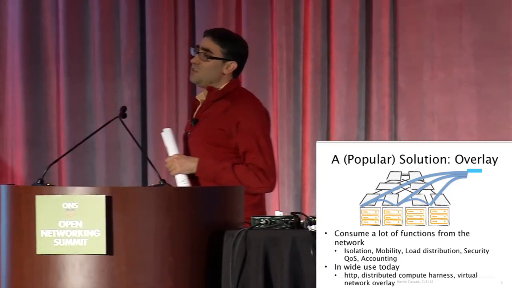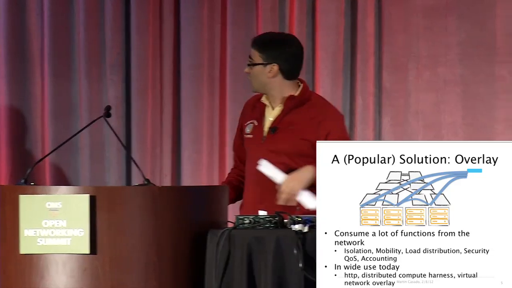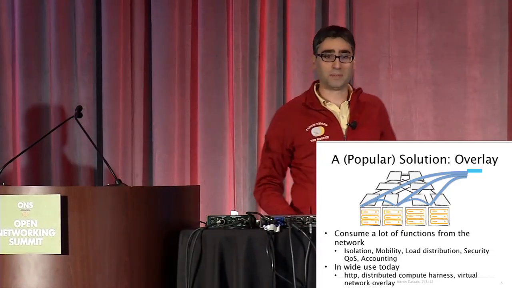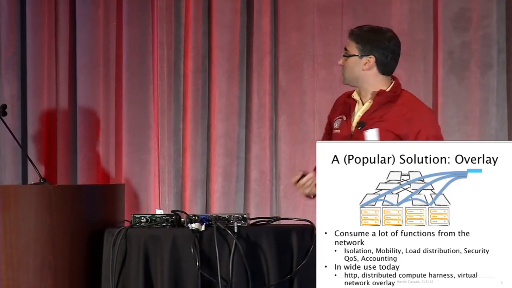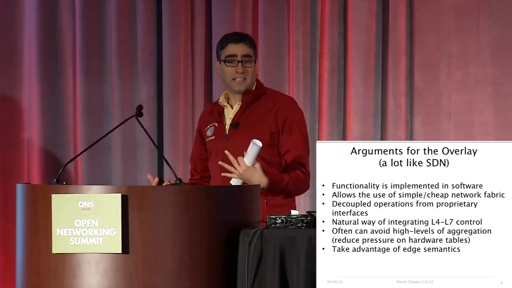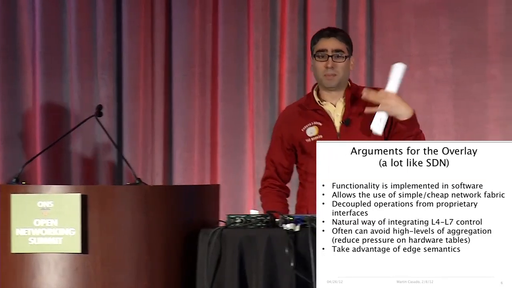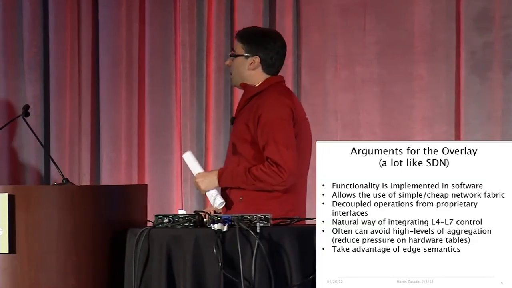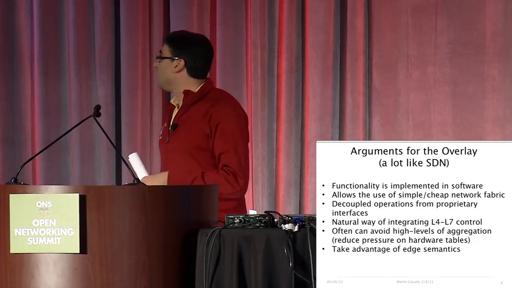What's interesting, if you look at the argument for the overlay, and I like to call that centerpiece the fabric, though people kind of disagree with that terminology, but I view a network that can be treated as a resource pool as a fabric. If you look at the argument for an overlay in a fabric, it looks a lot like SDN. You have a lot of the same arguments. Functionality is at the edge. It's implemented in software, so you've got the software upgrade and development cycle. It allows you to use fairly simple and cheap hardware that isn't difficult to configure.